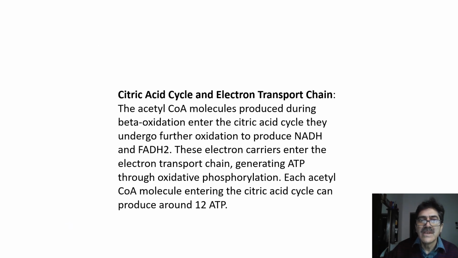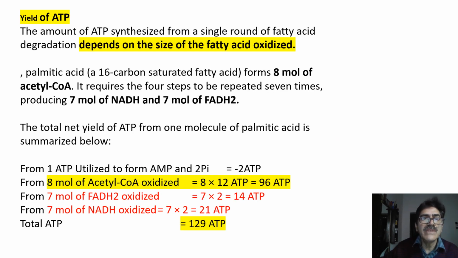slide. Now the FADH2 and NADH which we got in the fatty acid oxidation would enter into the electron transport chain to generate ATP, and acetyl coenzyme A enters the TCA cycle. So finally, we see the yield of ATP or the energetics. Now, the amount of ATP synthesized from a single round of fatty acid oxidation depends on the size of the fatty acid. Size means number of carbon atoms.